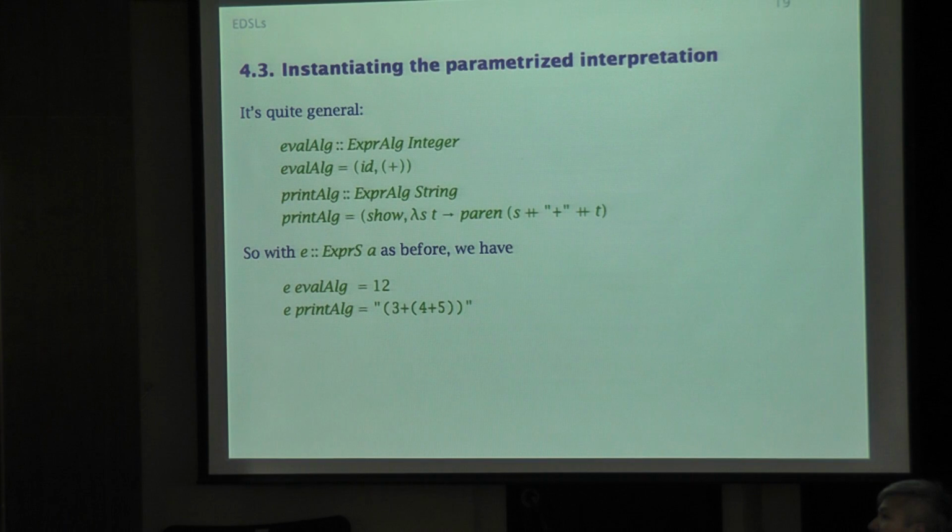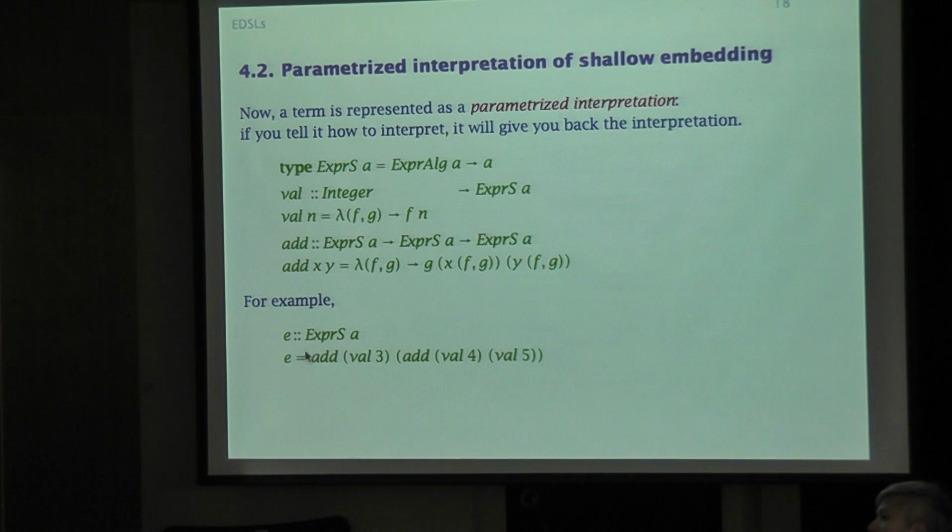In order to do this, I need to be able to build a pair whose first component is the identity function and whose second component is the addition function. And I need to be able to build a pair whose first component is the show function and whose second component is this funny binary operator here. And I need to be able to build this E. And what's this E? Well, it's another funny function of this type here. There's lots of lambdas and Fs and Gs in there. I can do this. I can do shallow embeddings.